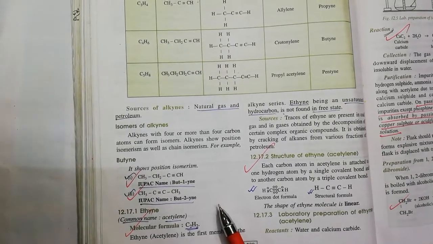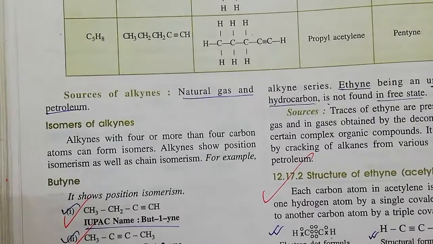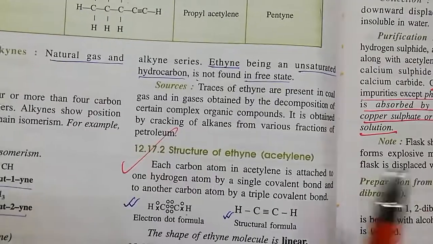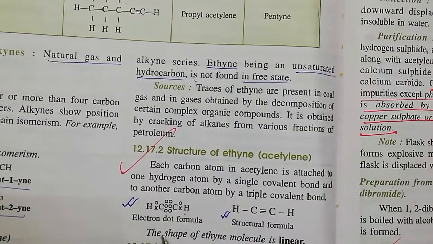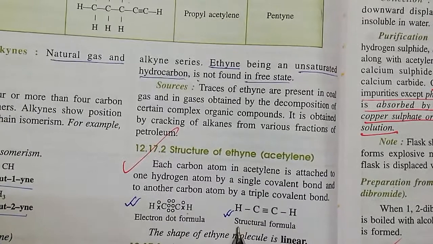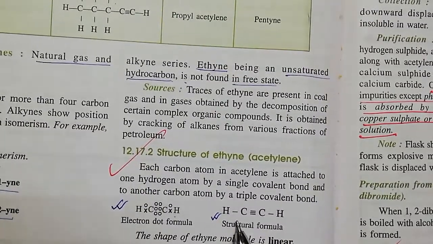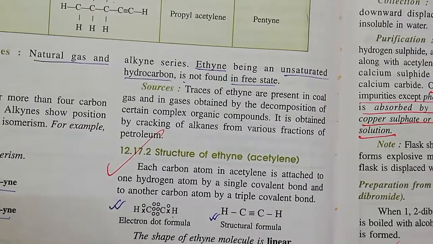Now we'll study the structure of ethyne or acetylene: the electron dot formula and the structural formula. The bond angle here is 180 degrees.